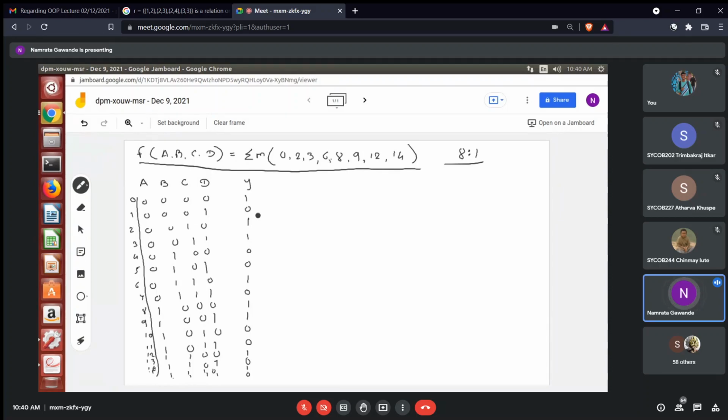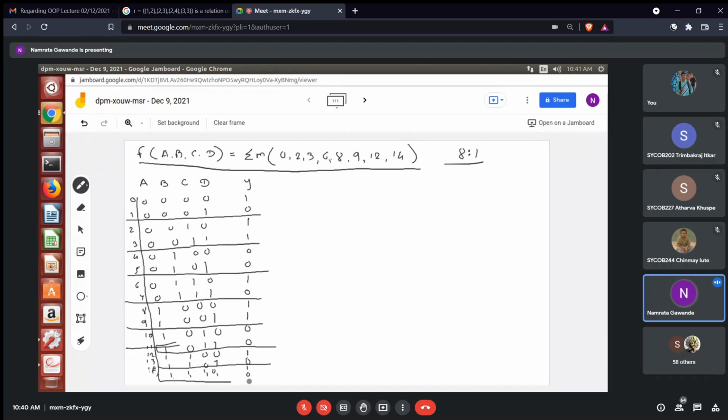you have to make a grouping of 2 rows. Grouping of 2 rows means this: 0, 1, 2, 3, then 4, 5, 6, 7, 8, 9, 10, 11, 12 and 13, 14 and 15.